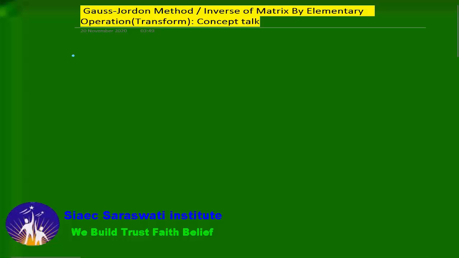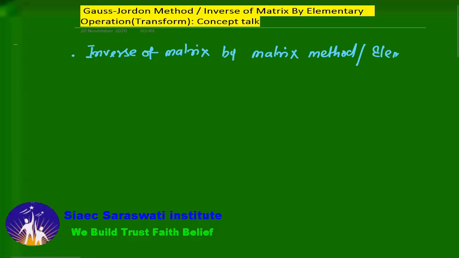So first of all, some people call it inverse of matrix, inverse of matrix by the elementary operation, by the matrix method, or oblique elementary operation. Okay, so this is the same thing.